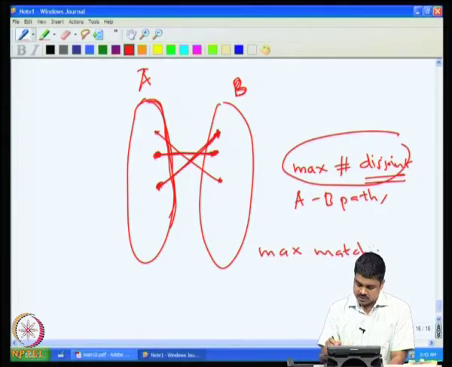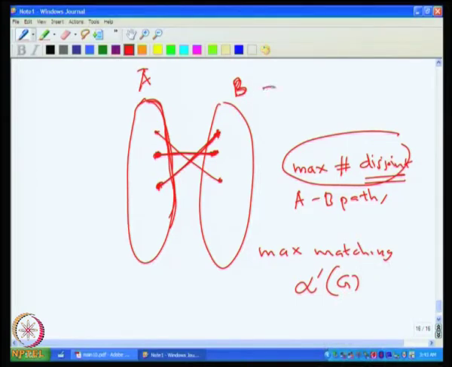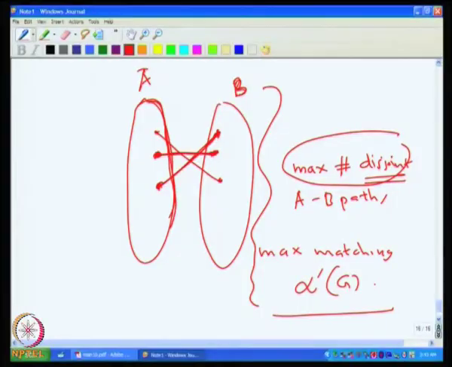The maximum matching. So we can say this is alpha dash of G, right? This may come out as an interesting observation: the maximum cardinality of the AB paths in any bipartite graph, when I take A to be one side of the bipartite graph and B as the other side, is indeed the maximum matching that we are talking about.